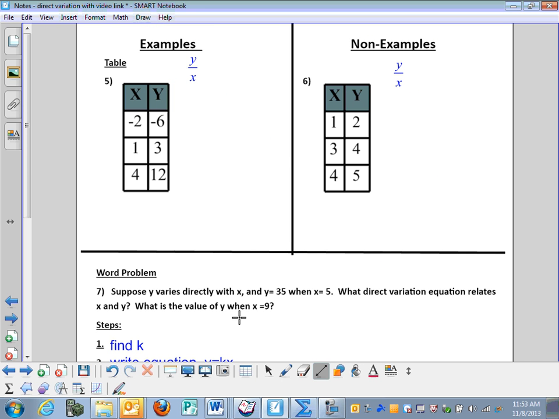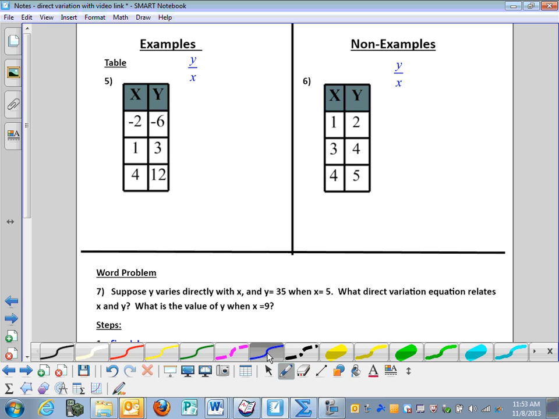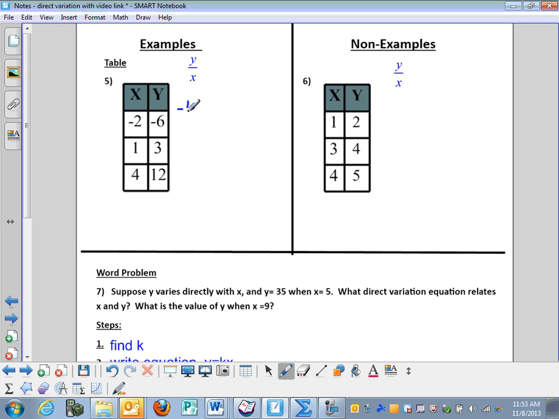Here we have two tables, and we need to determine whether it's a direct variation. When we're given a table of values, we're going to look at y divided by x and compare the numbers. So, negative 6 divided by 2 is equal to 3. 3 divided by 1 is equal to 3. 12 divided by 4 is equal to 3. Since this number is constant, it's the same, this represents a direct variation.